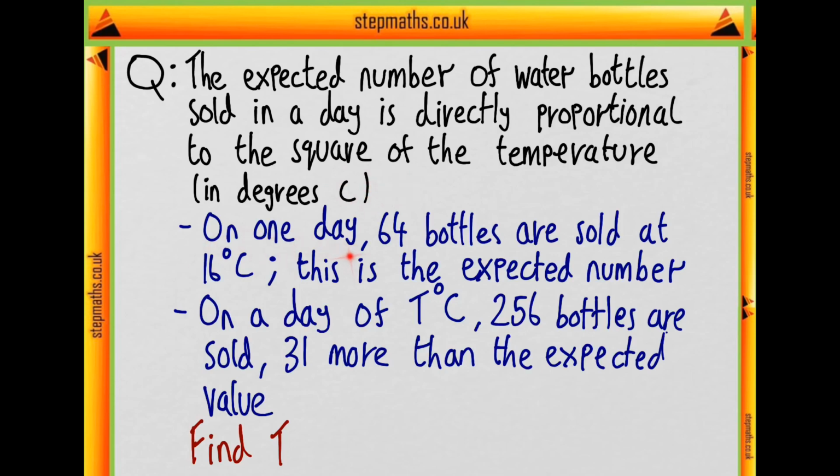So we're told on one day, 64 bottles are sold at 16 degrees C. And we're told this is the expected number of bottles for that temperature. And then we're given another day. On a day of T degrees C, 256 bottles are sold. 31 more than the expected value. And from this, we're asked to find T.